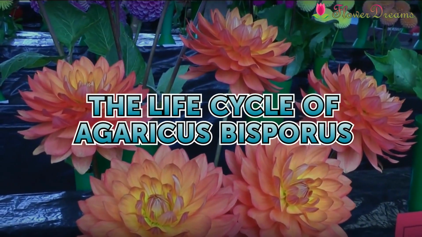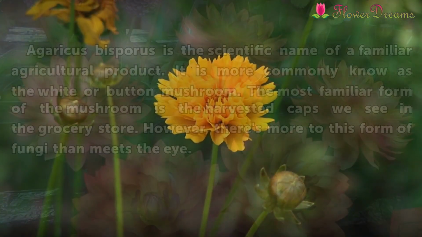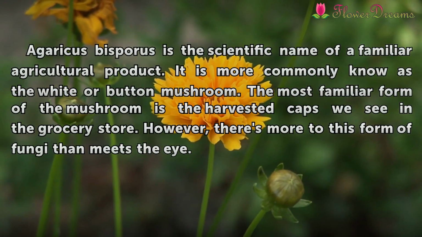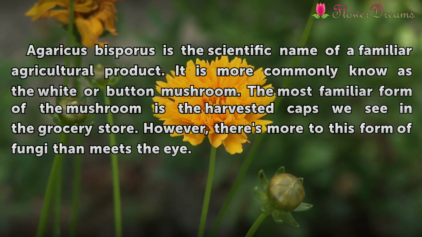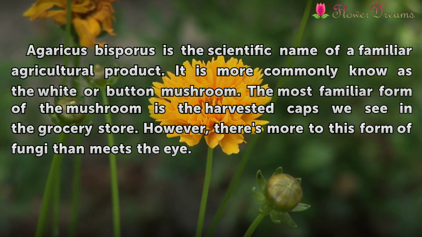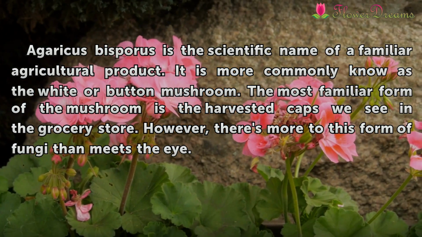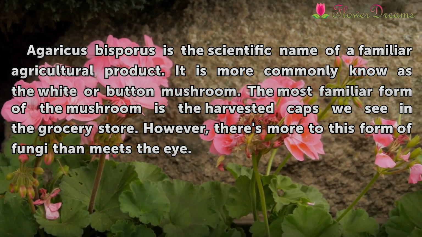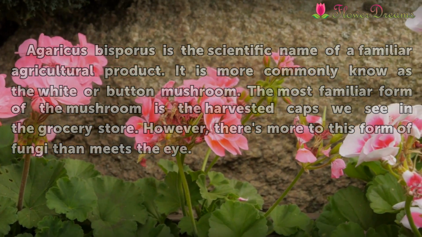The life cycle of Agaricus bisporus. Agaricus bisporus is the scientific name of a familiar agricultural product. It is more commonly known as the white or button mushroom. The most familiar form of the mushroom is the harvested caps we see in the grocery store. However, there's more to this form of fungi than meets the eye.